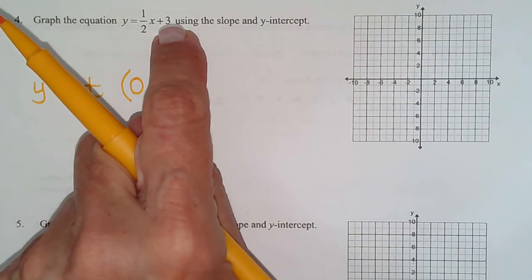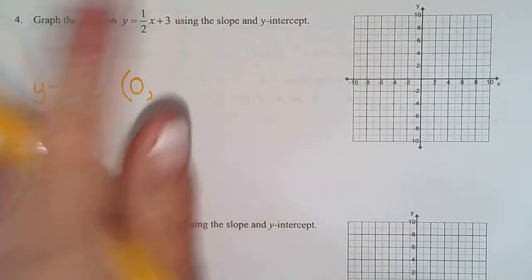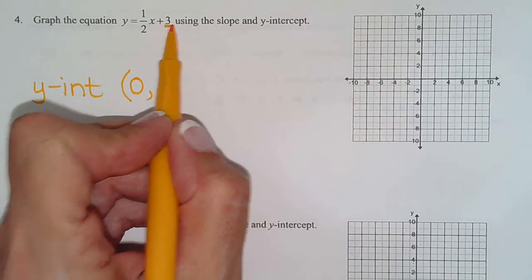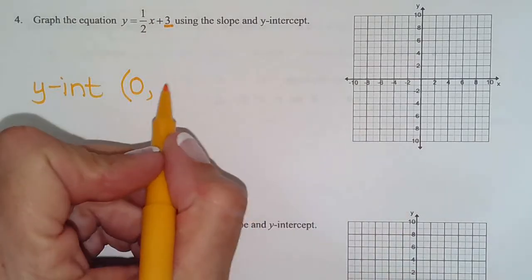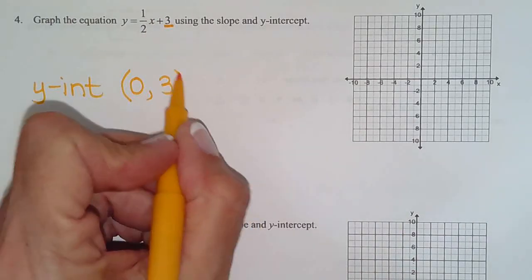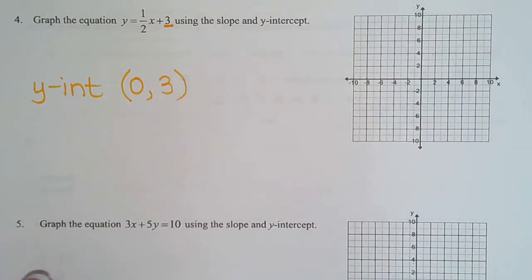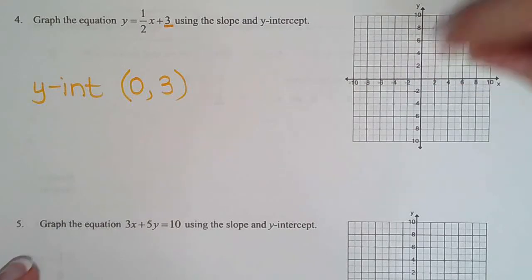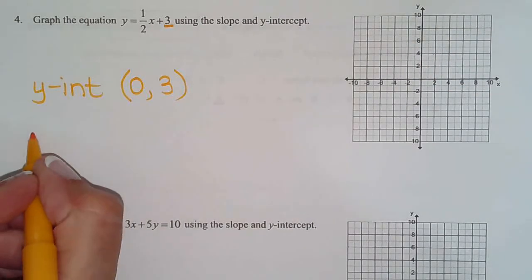And then we learned on the other page that this number here, we call it the constant because it doesn't have a variable with it, is where it crosses the y-axis at 3. So (0, 3) is going to be our first point.